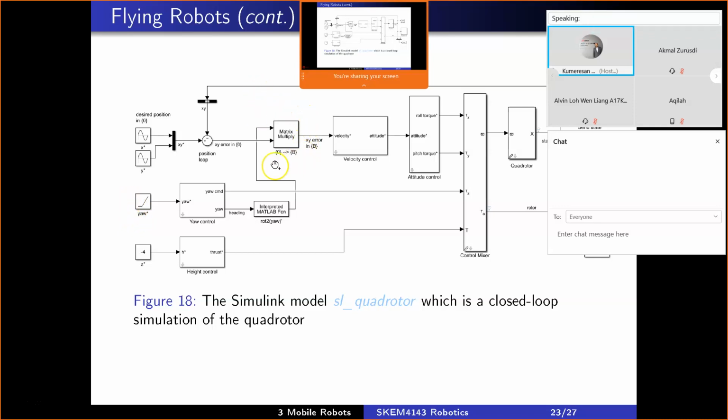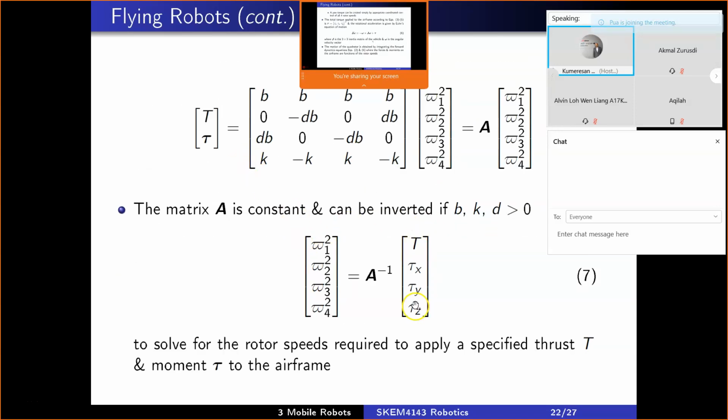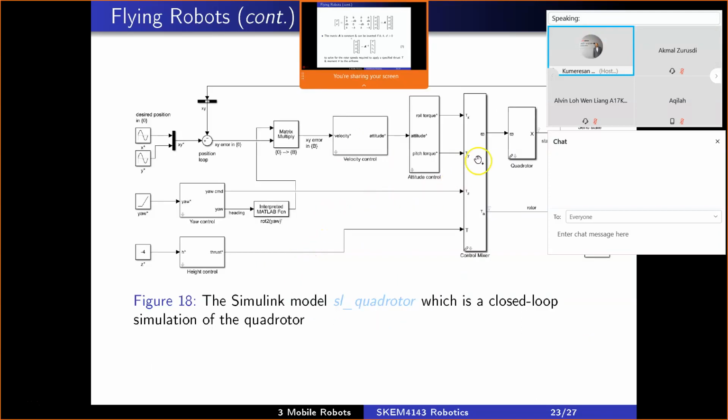So here we have a position controller, this is the velocity controller, and this is the attitude controller. So attitude here refers to the roll and the pitch angle, right? Two angular values, right? And finally, it goes to the control mixer. So the control mixer is this equation right here. So the output of the control mixer is omega. Okay, and this is just the measurement.